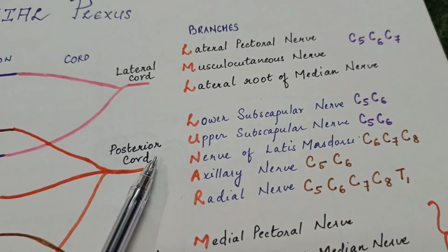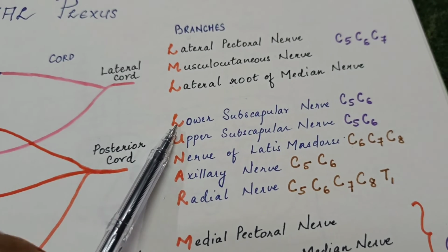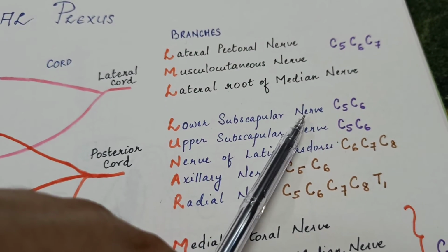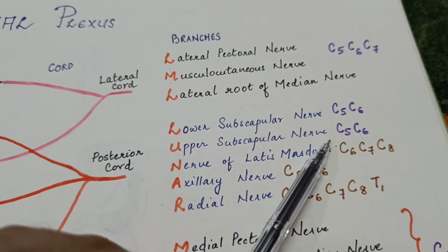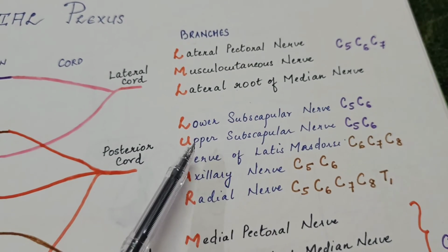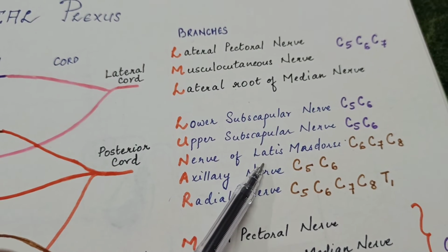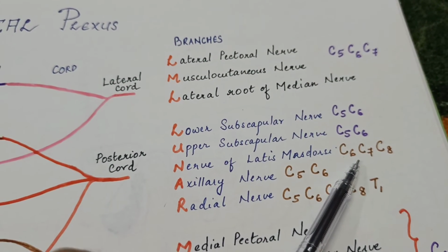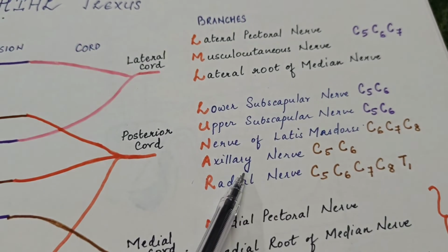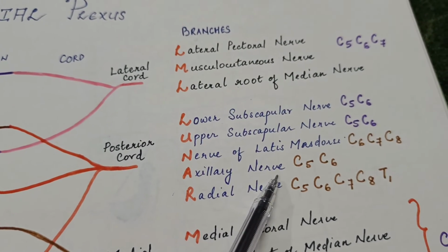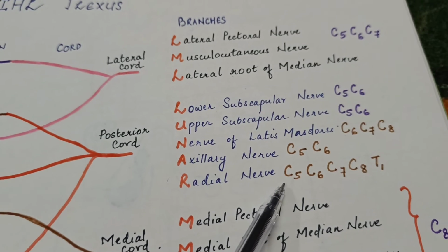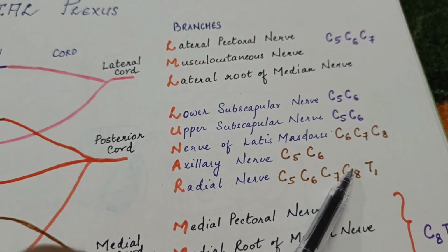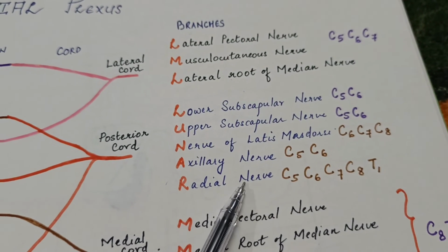Next, the posterior cord branches. The lower subscapular nerve originates from C5, C6. Same as the upper subscapular nerve, also from C5, C6. The nerve of latissimus dorsi originates from C6, C7 and C8. The axillary nerve is also from C5, C6. At last, the radial nerve is from every root value: C5, C6, C7, C8 and T1.